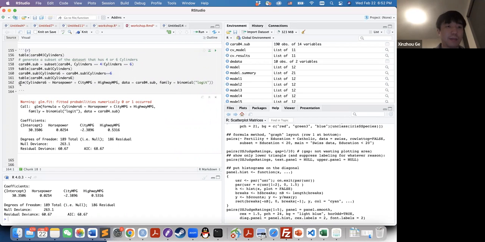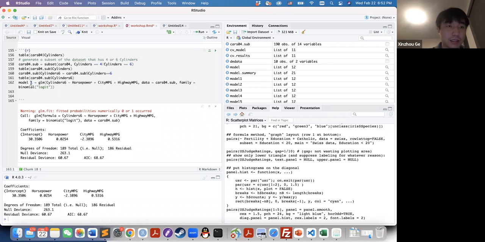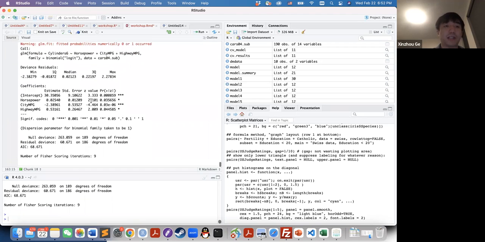Okay, so we can save it as model1, and we can have a summary of this model as we did for the linear regression models to interpret the results. So from the outputs, we can see that we can find a linear relationship between the logit function and these predictors. All of them are significant, including horsepower, city MPG, and highway MPG.